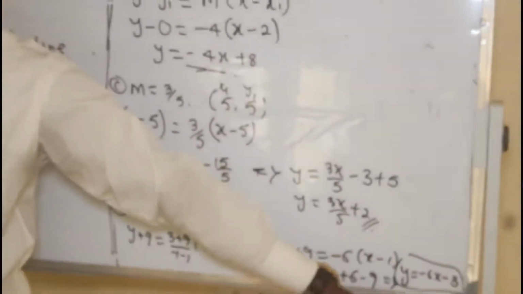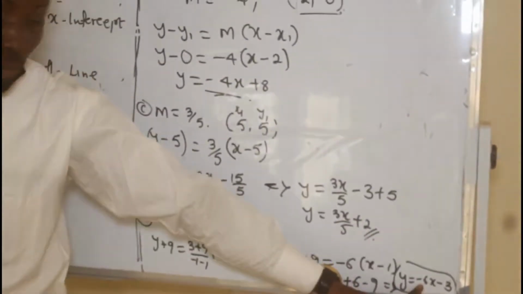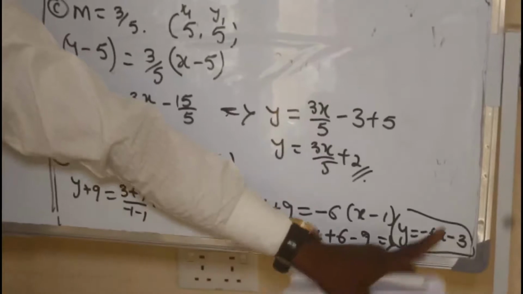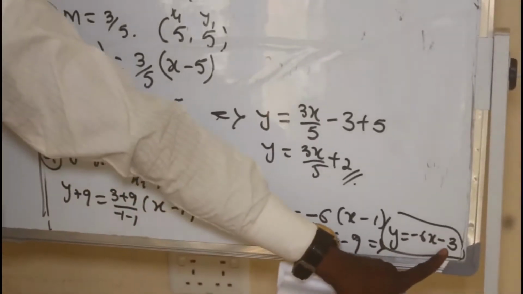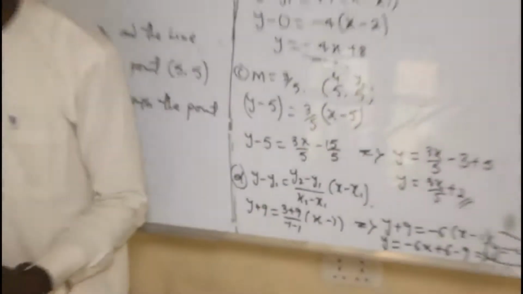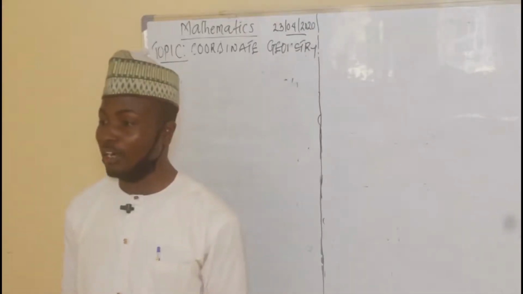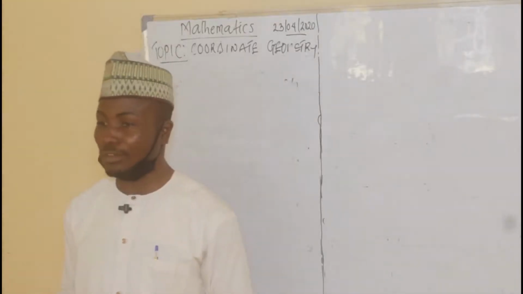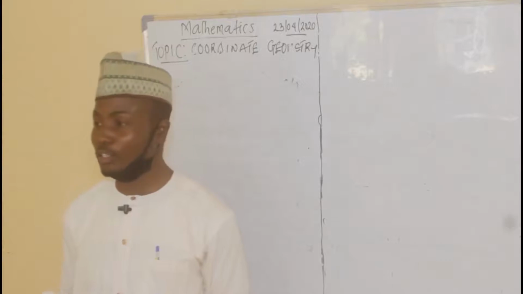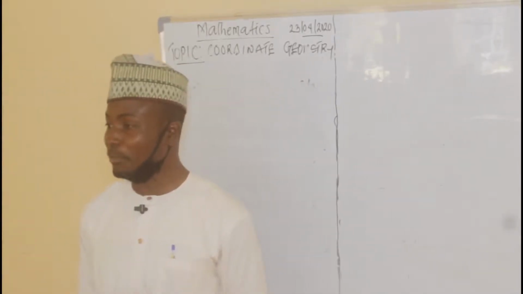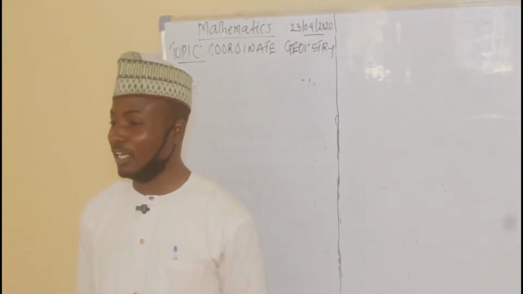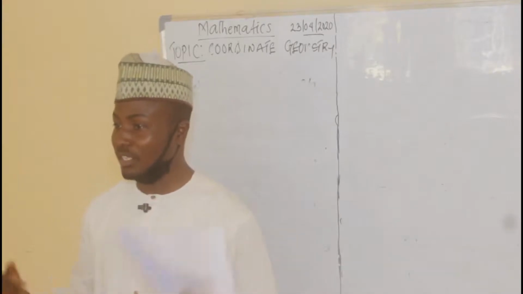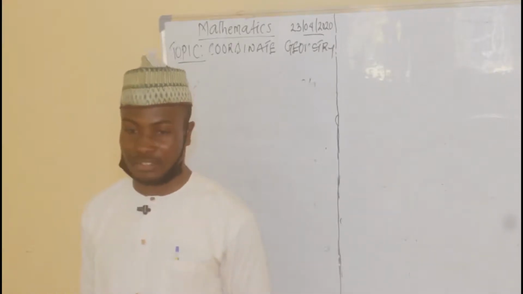So if they give you this equation, they say what is your m? What is our m in this equation now? -6. And what is our y-intercept? -3. So that is all about it. So now, so far so good, we have looked at different parts under the coordinate geometry, like how to find the distance between points, midpoints, how to calculate the equation of a straight line and others.